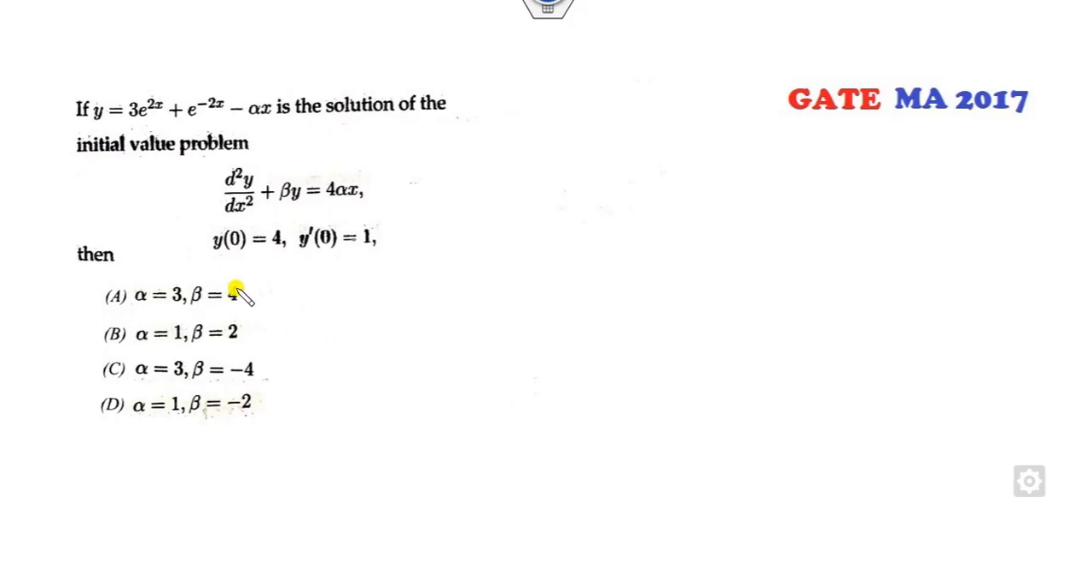Now you can see that they are asking about the solution, so we have to solve them. But again, there is no need to solve them. I will tell you again the simplest way. Without solving, you can solve them. If this is the solution of this problem, can you identify what this is? This is the complementary solution and this is my particular solution.